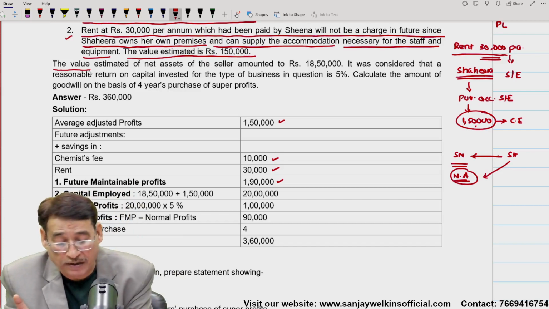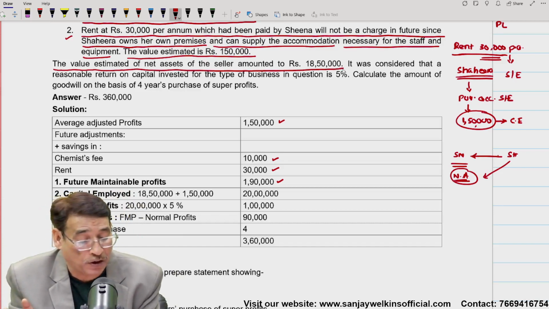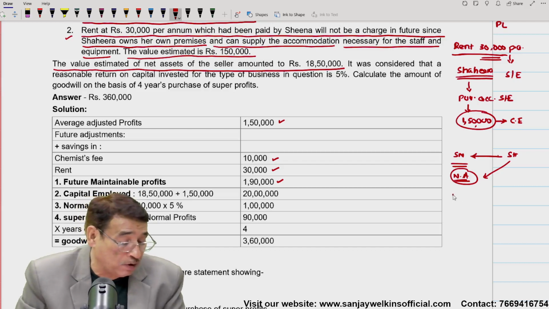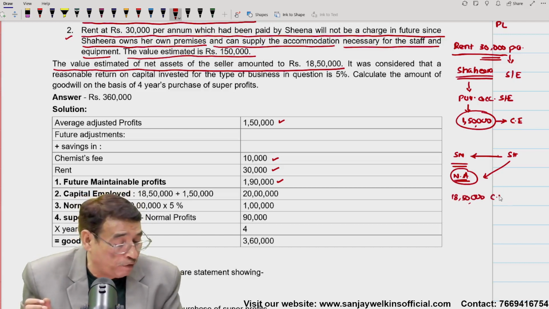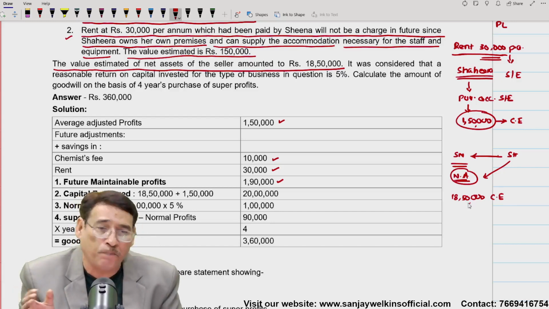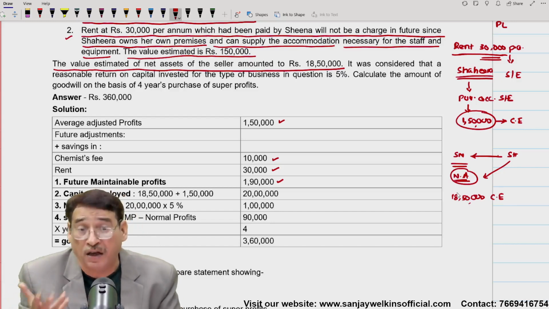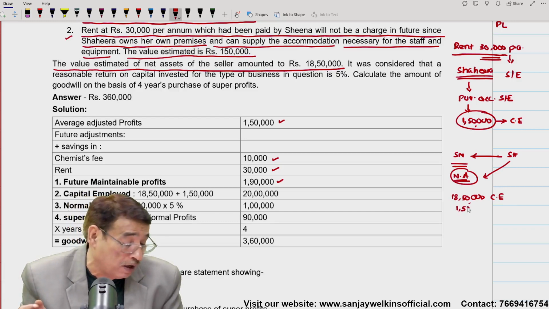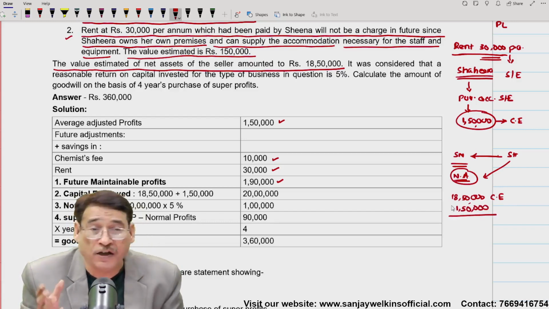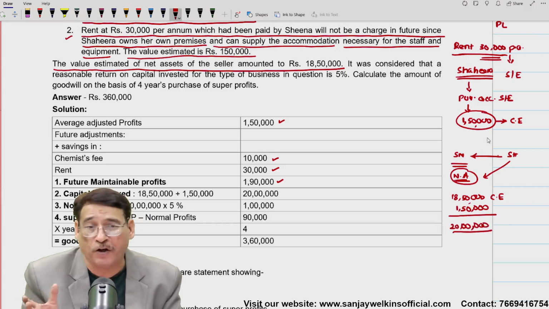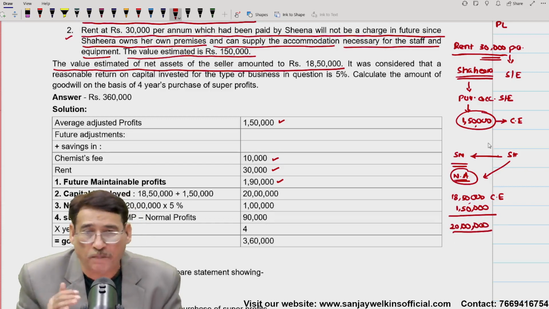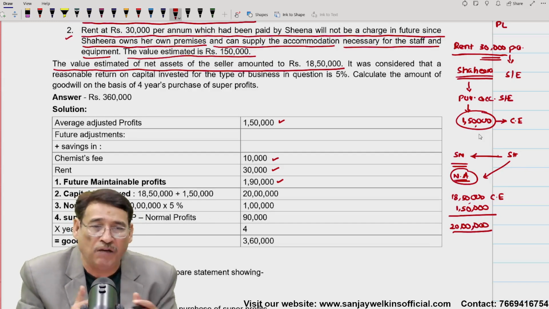The value estimated of net assets of the seller amounted to 18,50,000. The present owner's net assets at this moment is equal to 18,50,000. Now for Shahira, the capital employed will not be 18,50,000. She will have to pump in 18,50,000, but because she is incurring a capital expenditure of 1,50,000, the capital employed of Shahira will be equal to 20 lakh. Is it clear to you or not? This will be the repercussion of the 1,50,000 which the purchasing party will have to spend to keep the staff and accommodation. That is how she is going to actually save the rent.